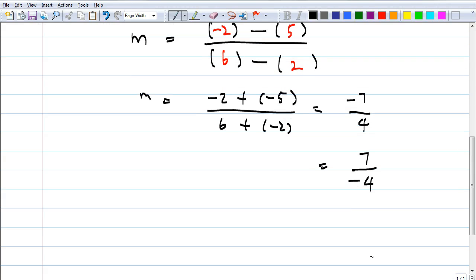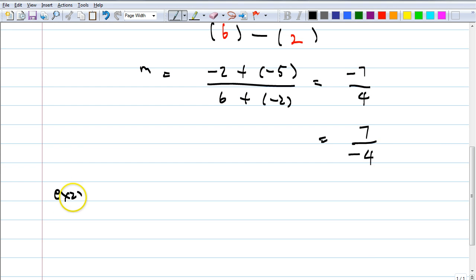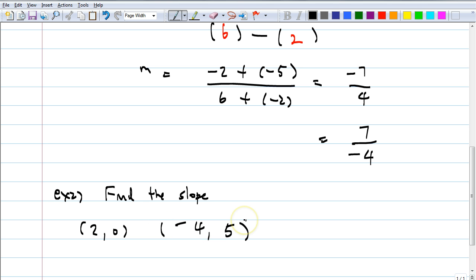Let's do one more. Why don't you try example 2. Go ahead and find the slope. I'm not going to give you a graph again. I'm going to give you 2 ordered pairs. How about you find the slope of 2 comma 0 and, I don't know, negative 4 comma 5 or something like that? Okay, go ahead. Everybody try.